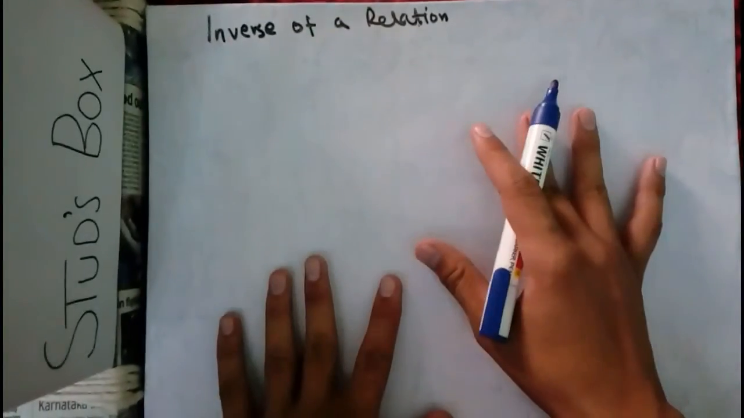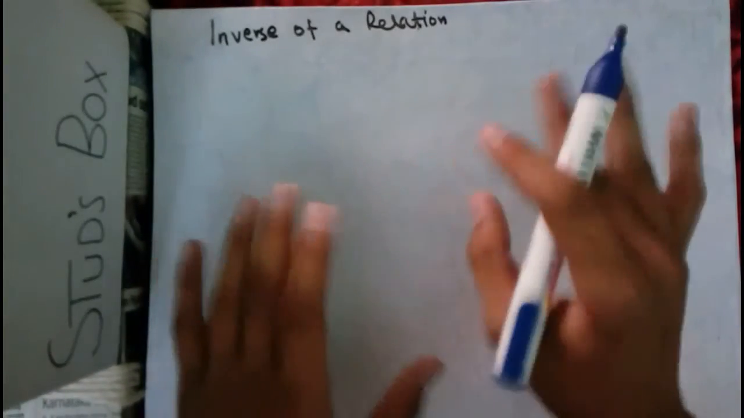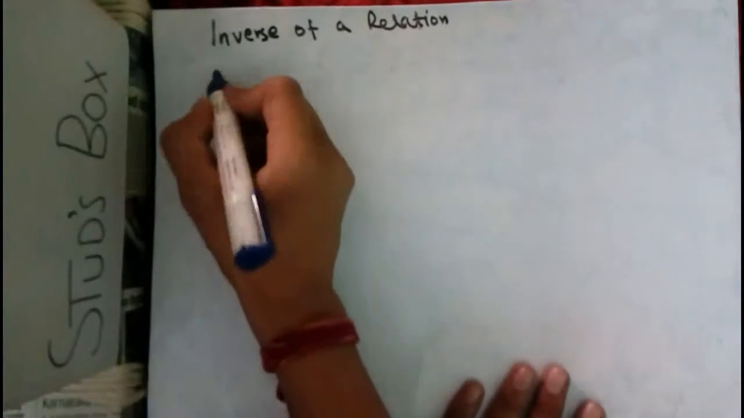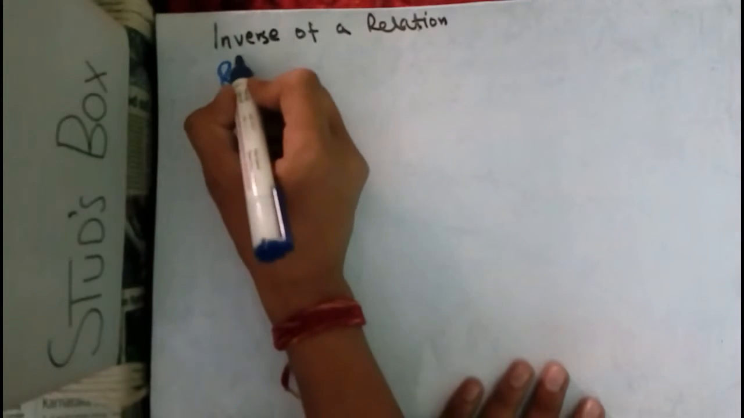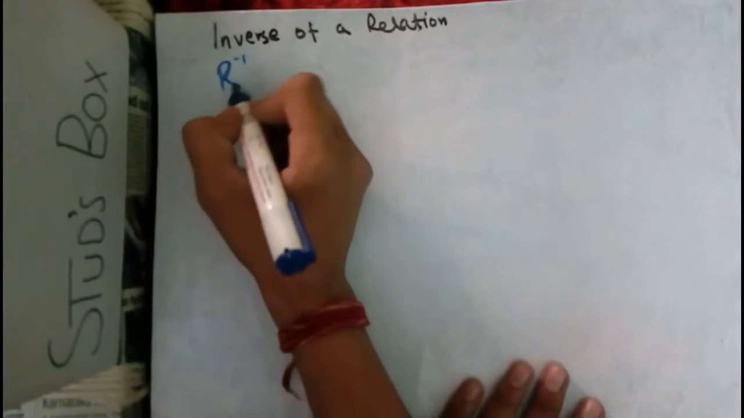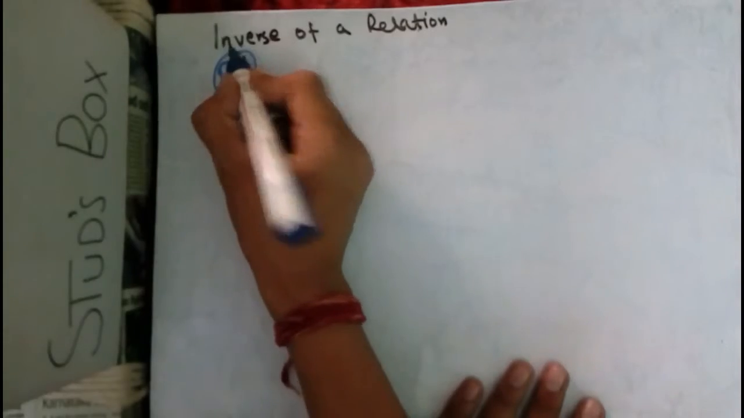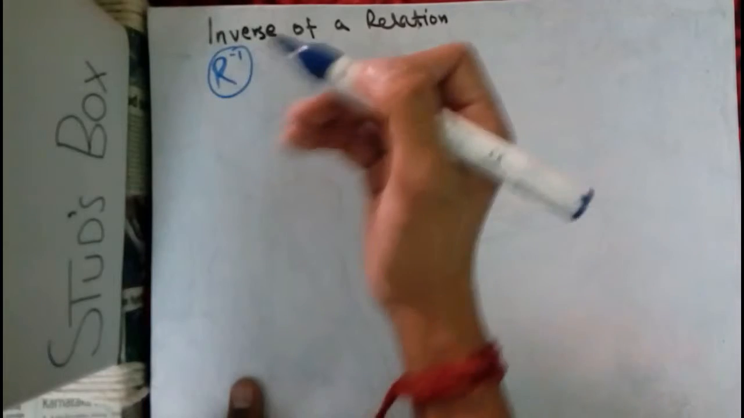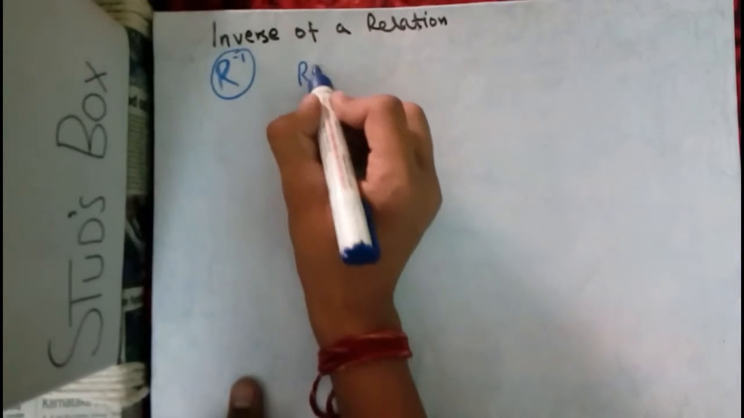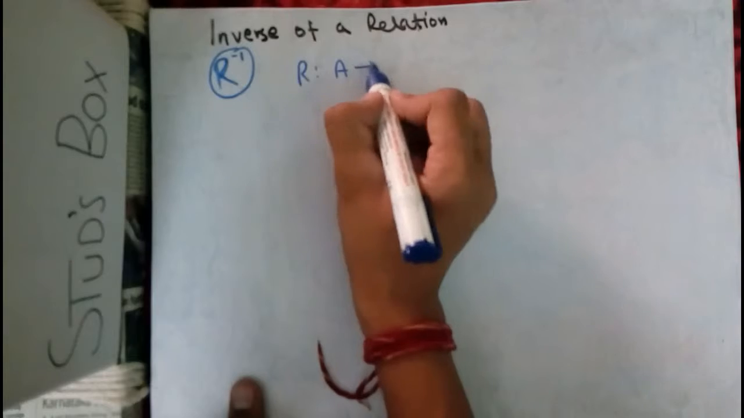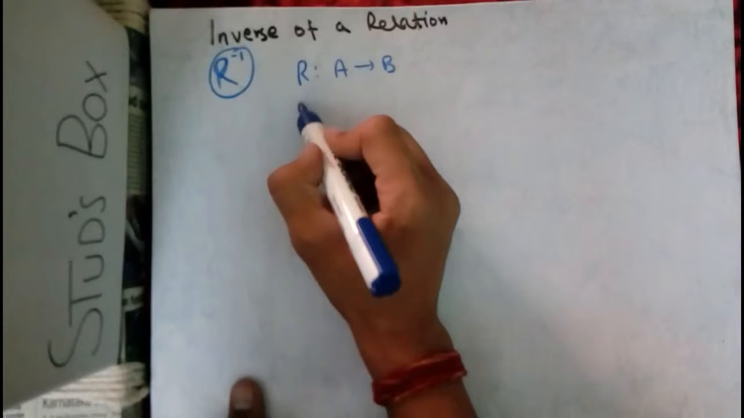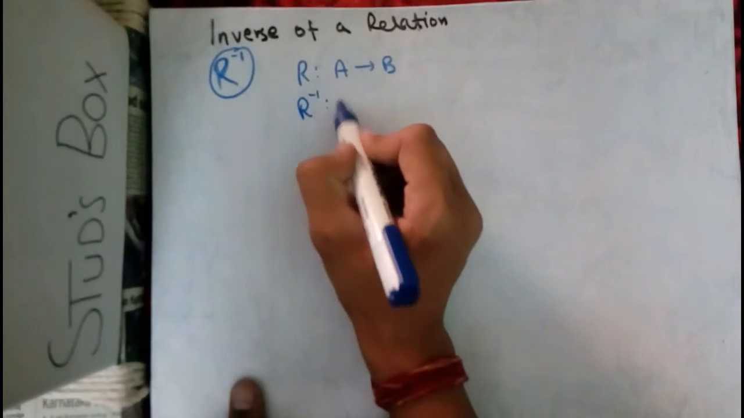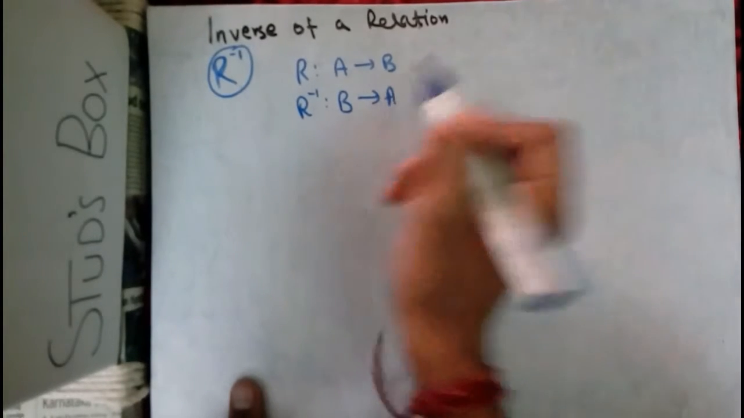Hello guys, and today let's talk about inverse of a relation. Inverse of a relation is written as R to the power minus 1. Its symbol is something like this. What an inverse of a relation means is that if R is defined from A to B, then inverse of R is defined from B to A. This is what it means.